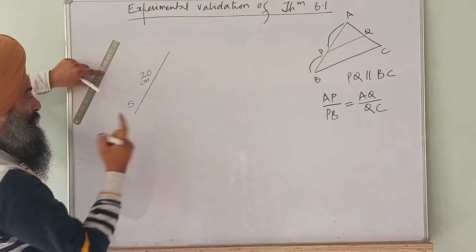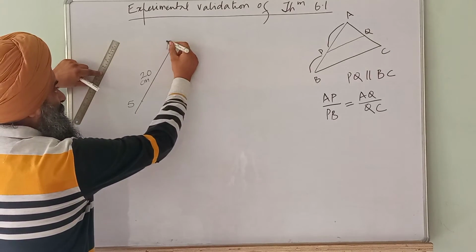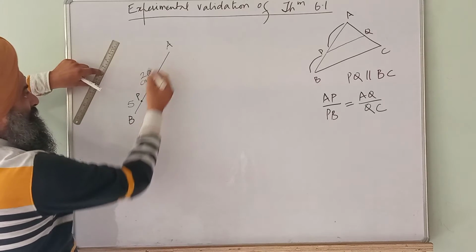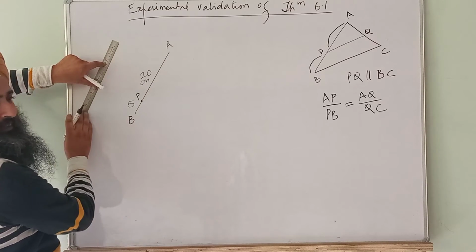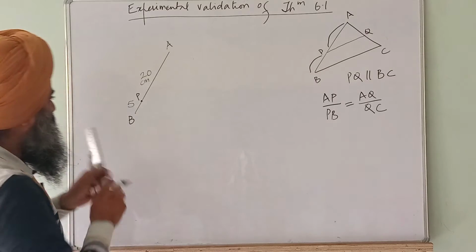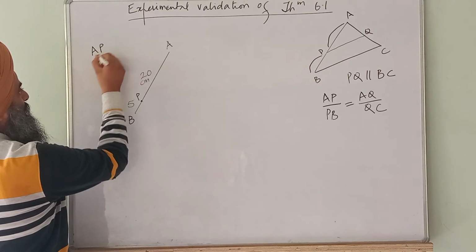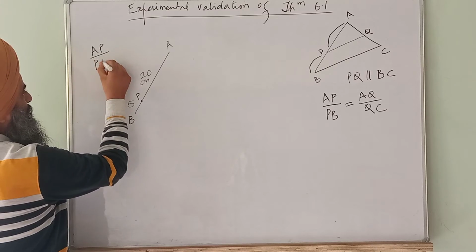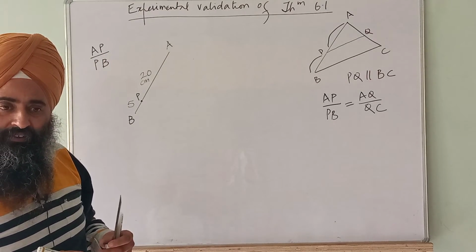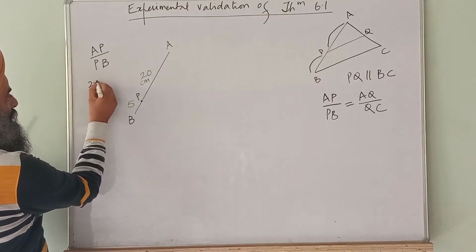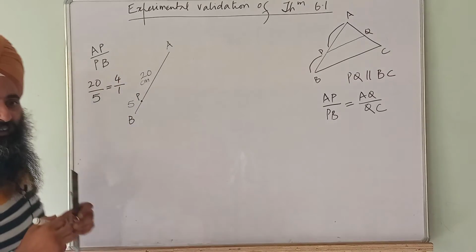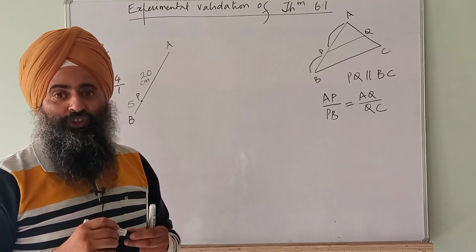Now students, can you tell me, if this side is AB and this point is, let us say, P, what is the ratio of AP by PB? Wait, online students, can you tell me what is the ratio? AP by PB. What is the ratio? The ratio is 20 by 5, that is equal to 4 by 1. Am I right, students? The ratio is 4 by 1.